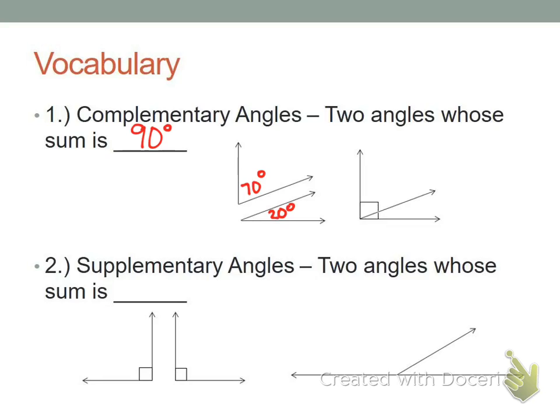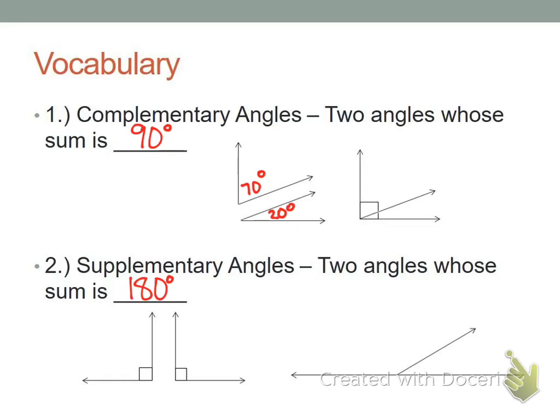Supplementary angles, as you might be able to see, are two angles whose sum is 180 degrees. So again, we've got a picture of two separate angles. They both happen to be right angles. They don't have to be, but they can be. 90 plus 90 is 180.